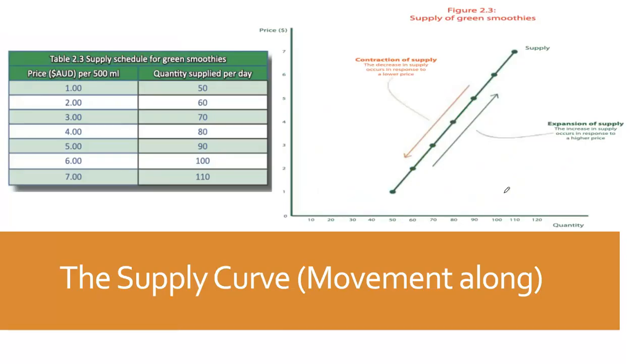And here is the example of that movement along in green smoothies. So if we have an expansion and go up the supply curve because price has gone up, we have a movement along due to an expansion of supply. If price goes down, we're going to have a contraction of supply as we move down the supply curve because price has gone down and we're willing to supply less.